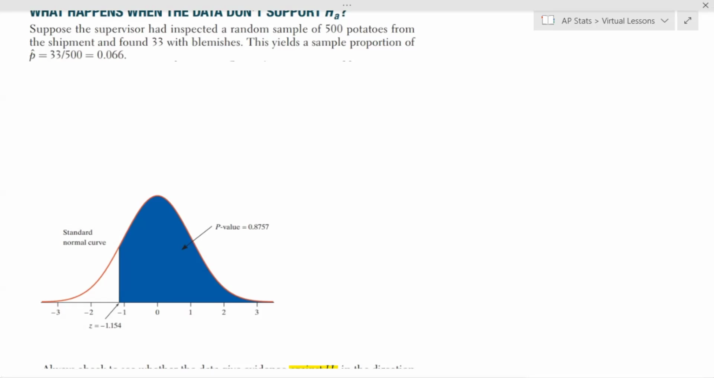But we don't even need to do a full significance test, because this value is less than the null, and the alternative hypothesis was looking for something that is greater than. So always check to see whether the data give some evidence against the null in the direction specified by the alternative before you start doing some calculations.